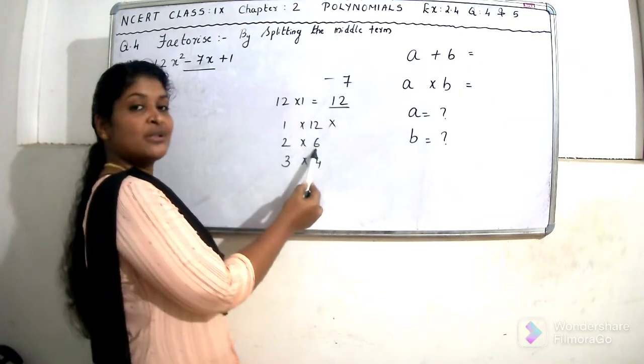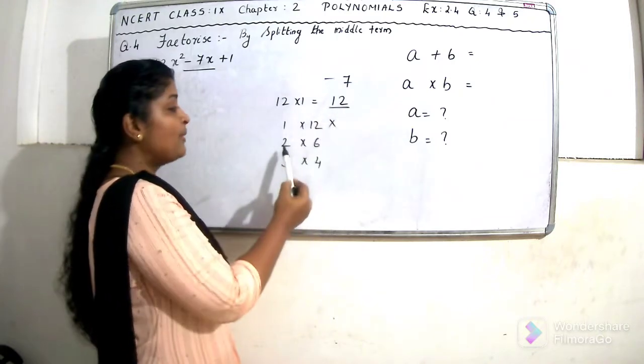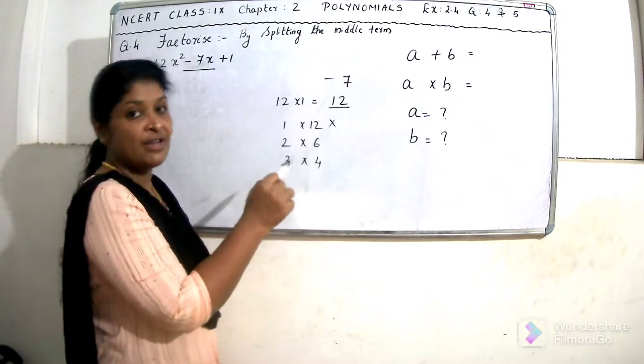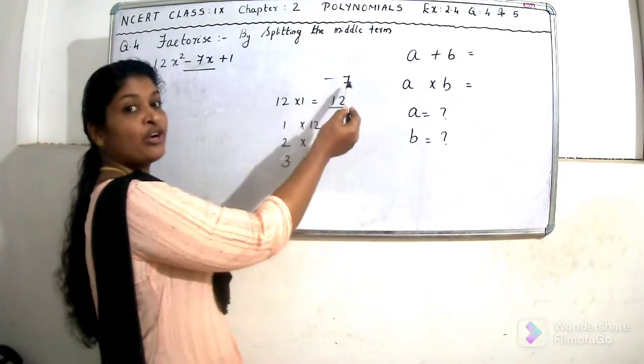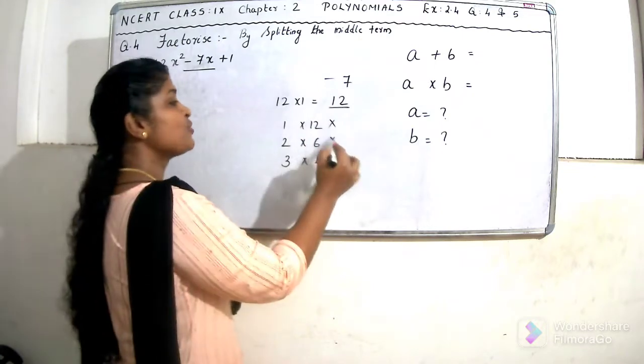2 into 6 is 12, that we know. But for 2 and 6, when we add, we get 8, and when we subtract, we get 4. We are not getting negative. Okay, so this is also cancelled.